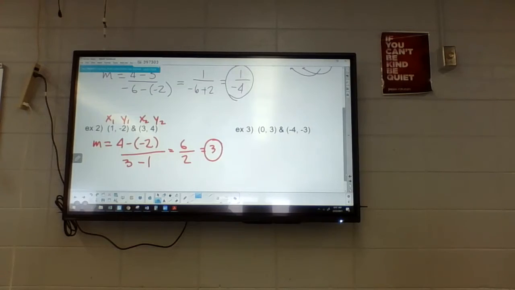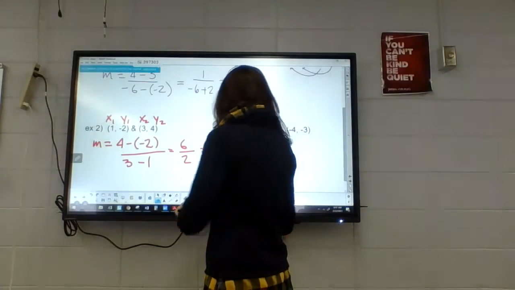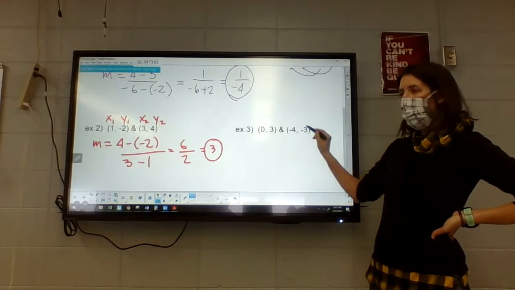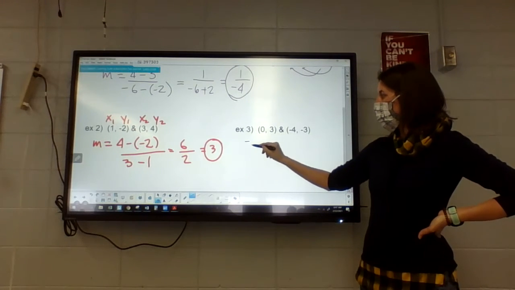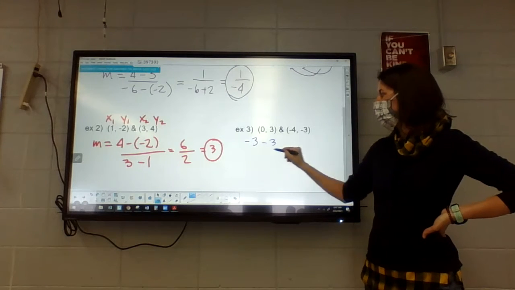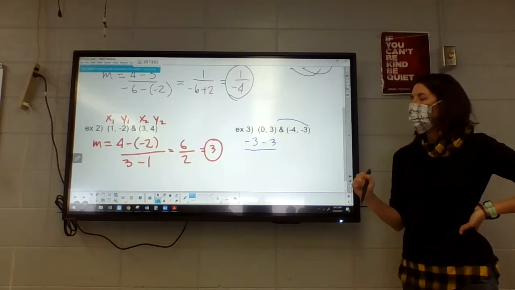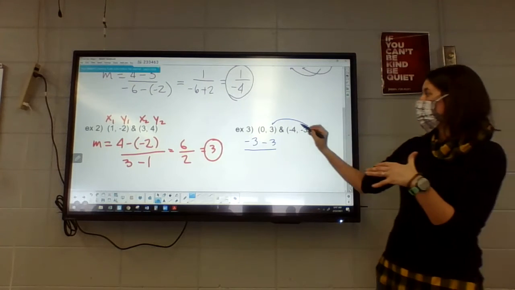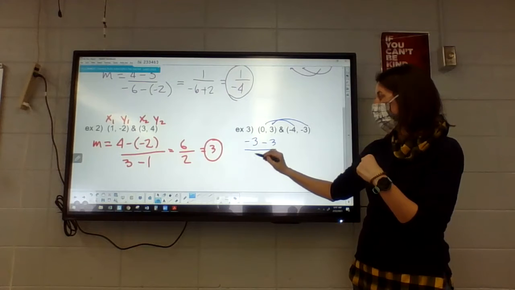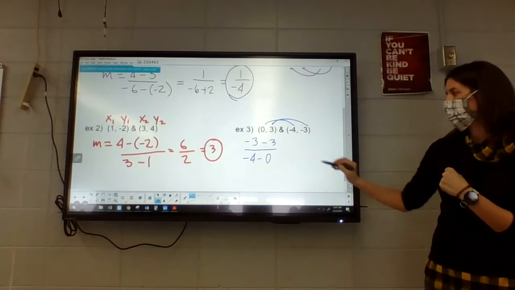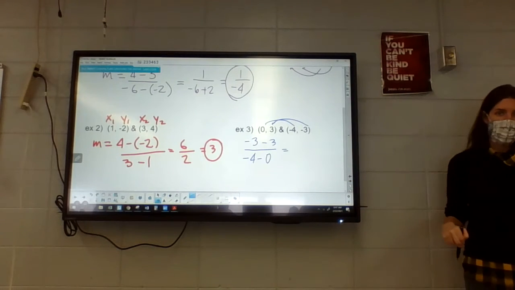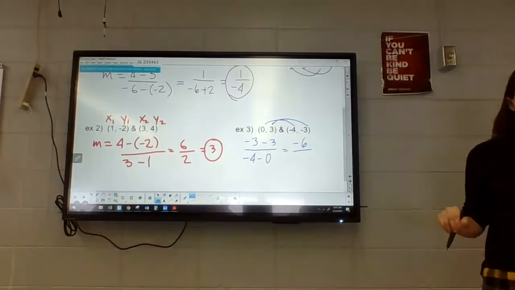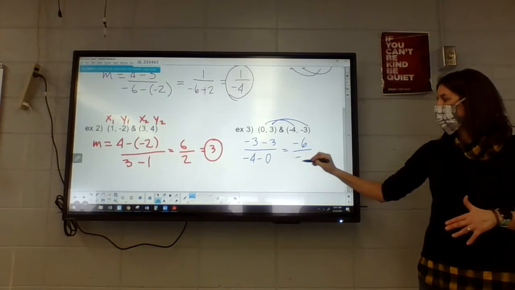All right, so it looks like most of you guys have gotten a good jump on it. So let's talk through it. So I'm doing the y's first. So I'm doing -3 minus 3. So I'm going this way. Now, if you chose to subtract the other way, it works as long as you're consistent. So then here I'm going to do -4 minus 0. So the y's are on top of the x's. So I'm left with a -6 on top, down 3 more, a -4 on the bottom.